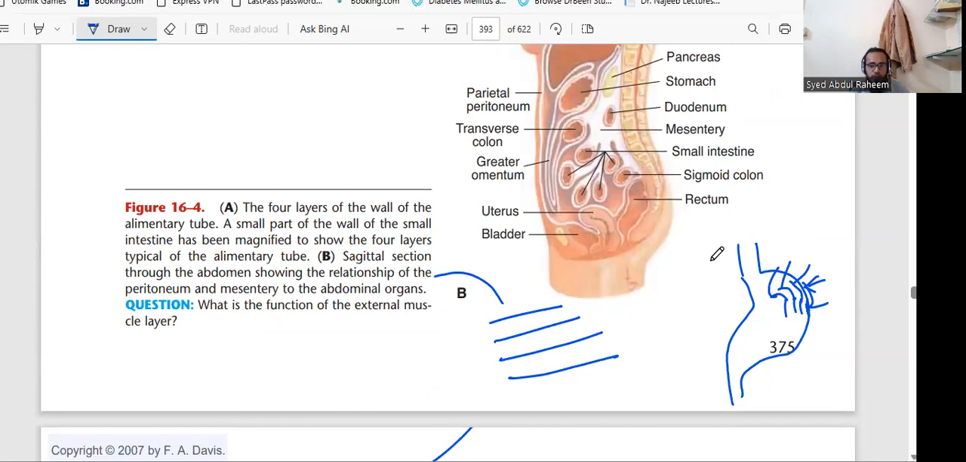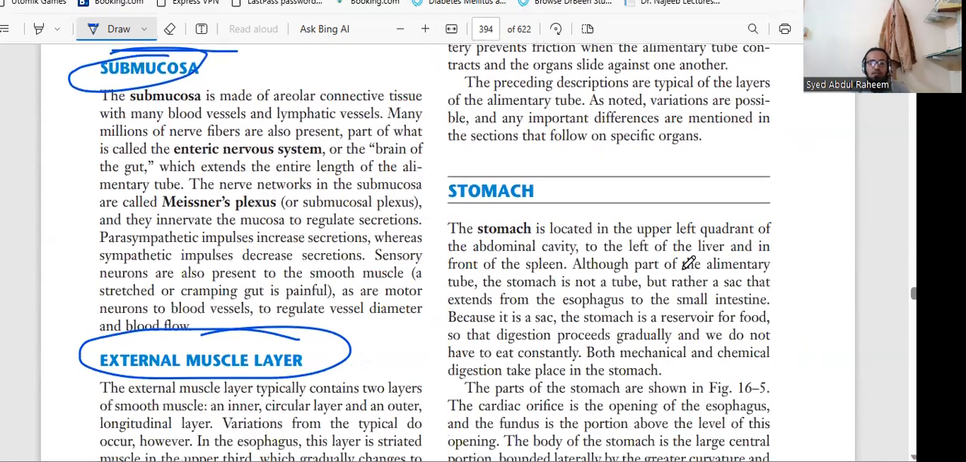So here we talked about mucosa. Mucosa has two types of tissue: epithelial tissue and areolar tissue. Epithelial tissue does two things: it releases mucus and it has digestive enzymes. The second tissue, areolar connective tissue, has a defensive mechanism. These two things you have to remember. Next, we come to the submucosa.